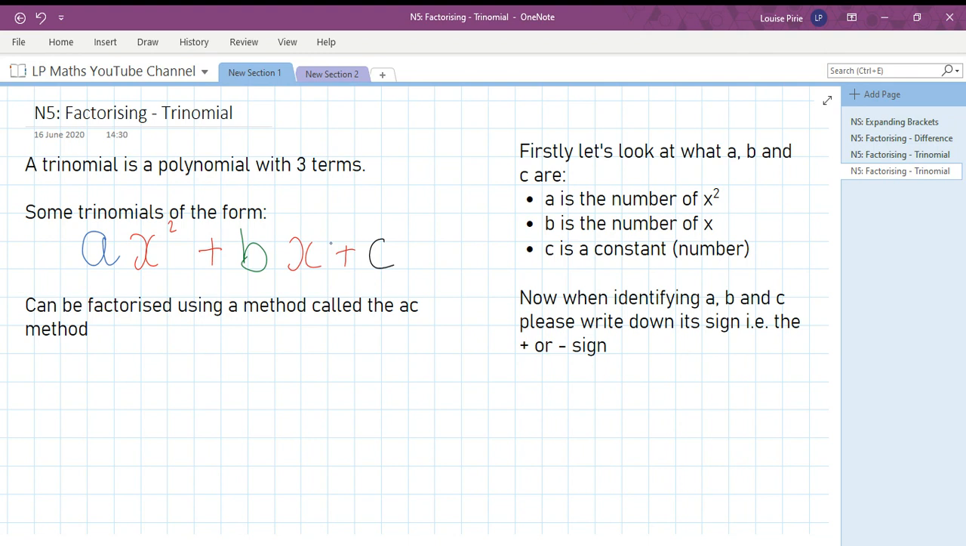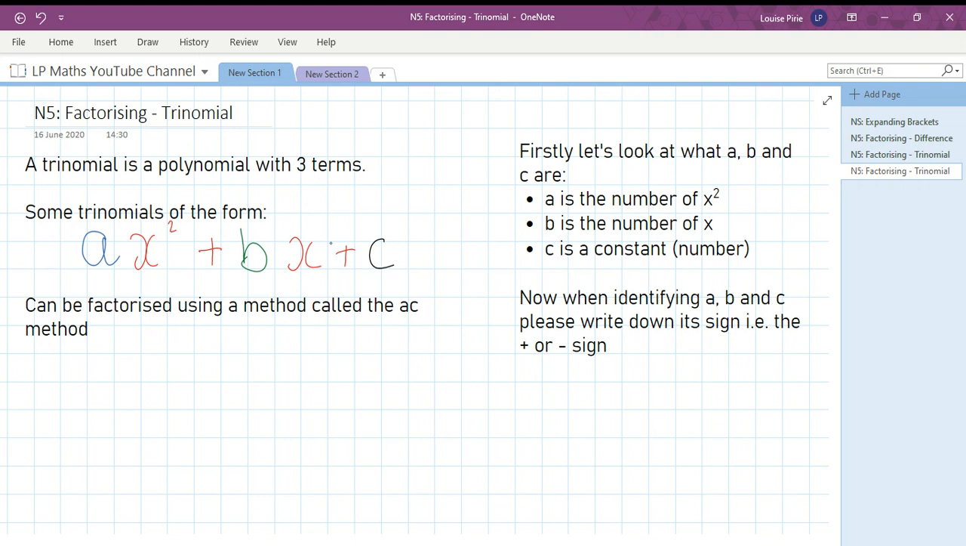What I want to do before we do that is just talk about what A, B, and C actually are. So A is the coefficient of x squared. So that basically tells me how many x squareds I have. B is the coefficient of x. So that tells me how many x's I have. And C is just a constant number at the end.